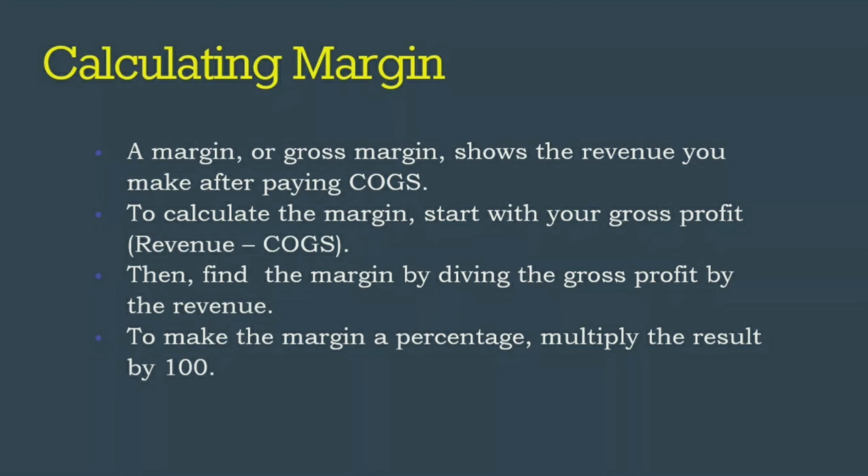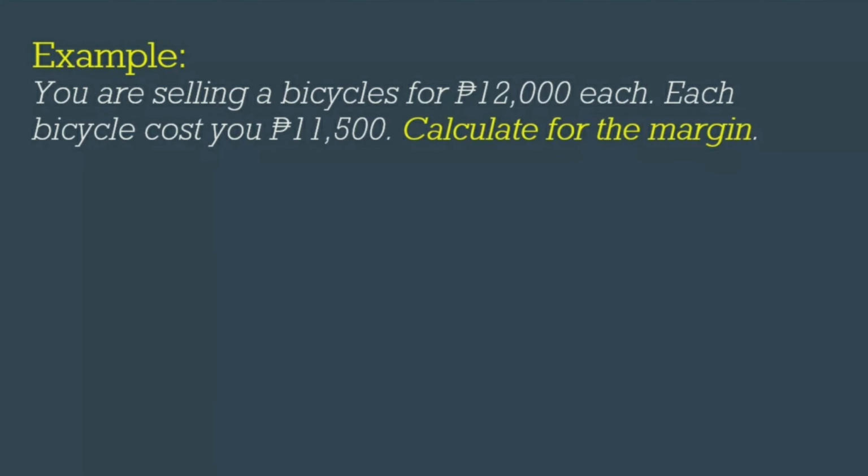So the question now is how to calculate margin. A margin or a gross margin shows the revenue you make after paying COGS. To calculate the margin, start with your gross profit. So you have to subtract COGS from your revenue, then find the margin by dividing the gross profit by the revenue. To make the margin percentage, multiply the result by 100. So let me give you an example to show the process on how to calculate margin.